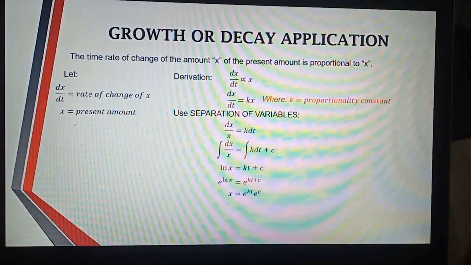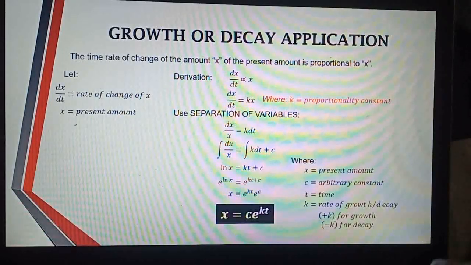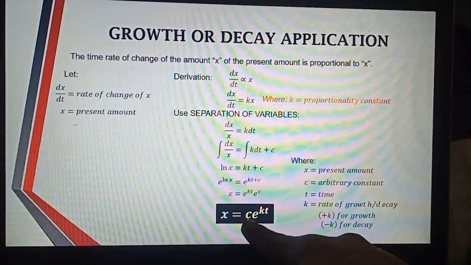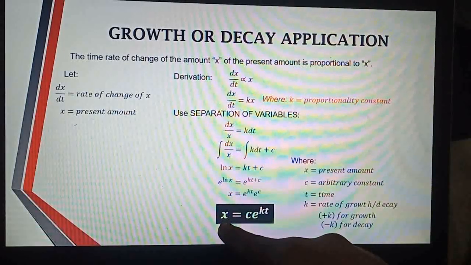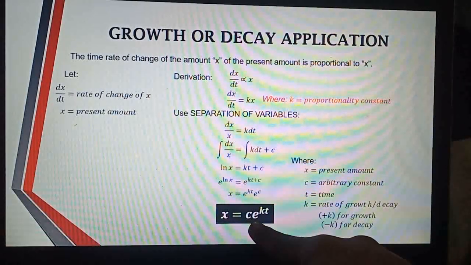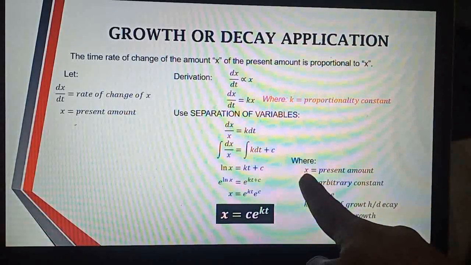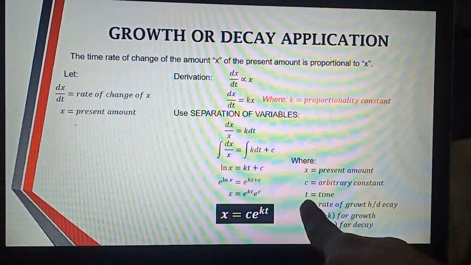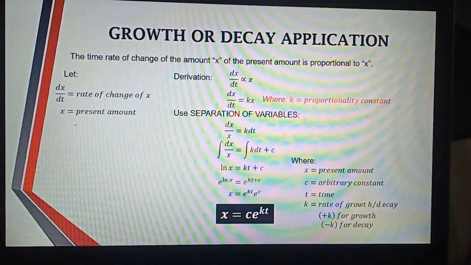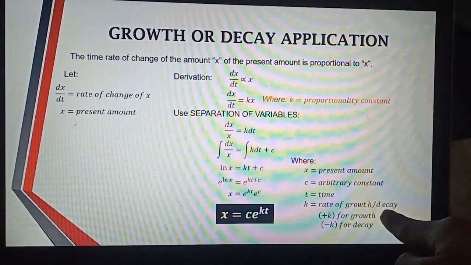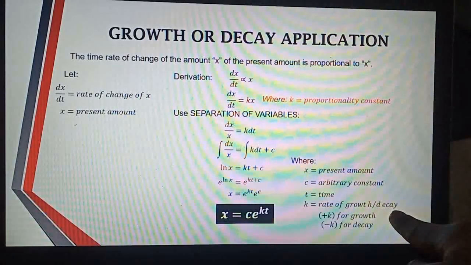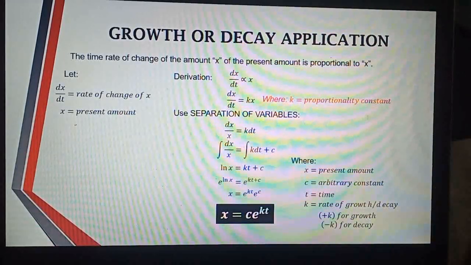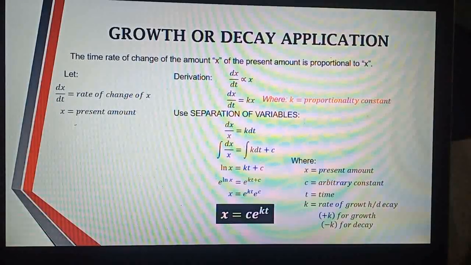But we all know that e raised to c is also considered an arbitrary constant. So e raised to c can be simplified as c. So we will have the equation x equals c e raised to kt, wherein x is the present amount, c is the arbitrary constant, t is time, and k is the rate of growth or decay. Now, how do you know if the problem is growth or decay? If you have positive k, that is growth, and if you have negative k, you will have decay.